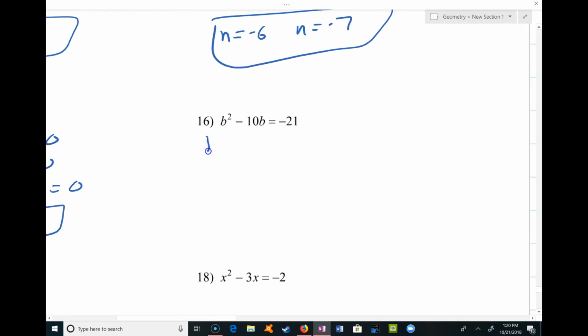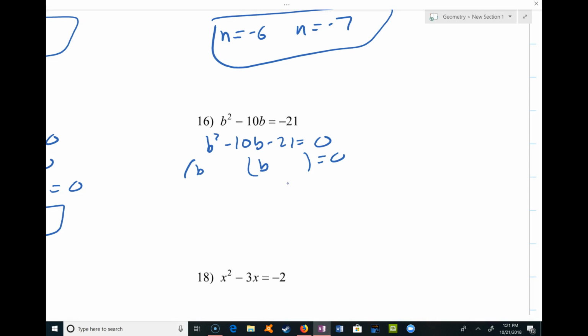Okay, over here we got b squared minus 10b minus 21. And let's factor it. b and b. And we need factors of 21 to add to 10. That would be 3 and 7, clearly. And that's a minus. Oh, no, we want factors of 21 that have a difference of 10. Whoops.